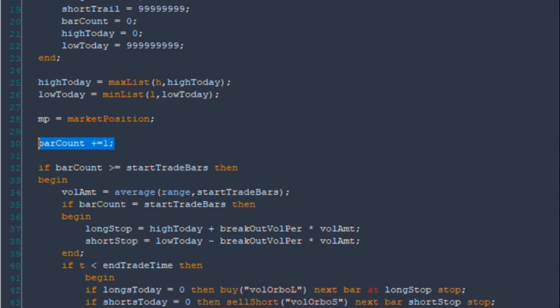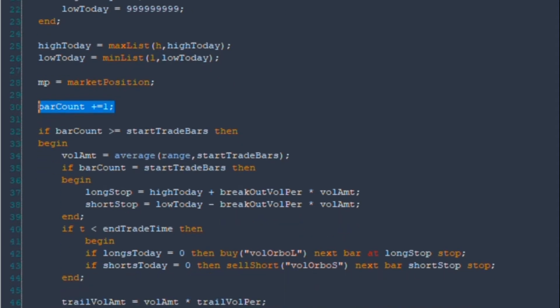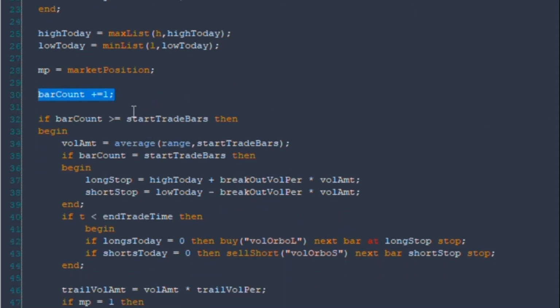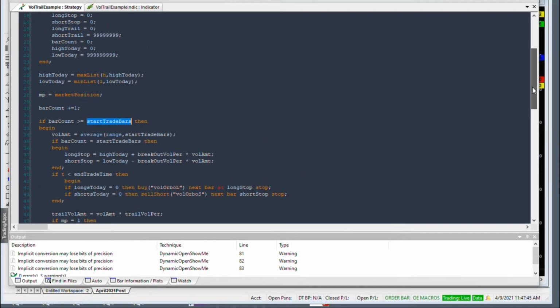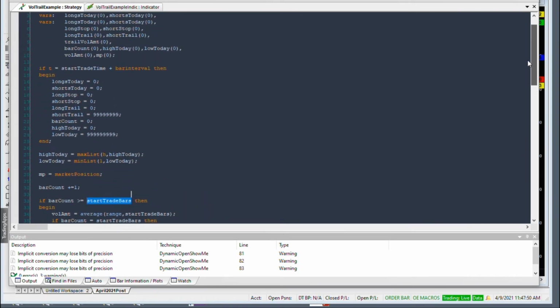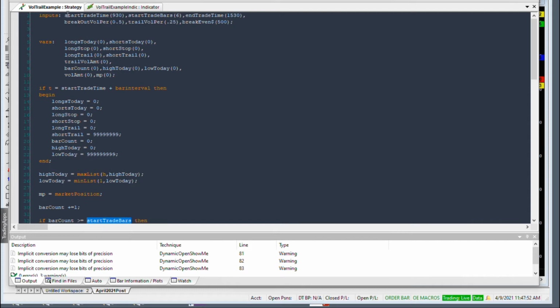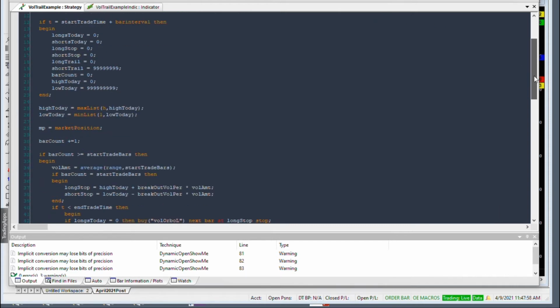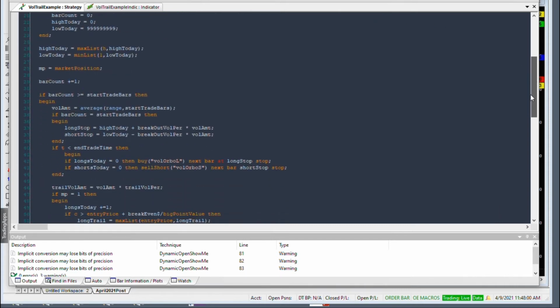So when bar count exceeds my start trade bars, or equal to it, I should say, I start a lot of calculations, and start trade bars is an input. Start trade bars right here is 6, and that's a variable that can be changed. I'm 6 minutes into the video, just checking. So let's look at that.